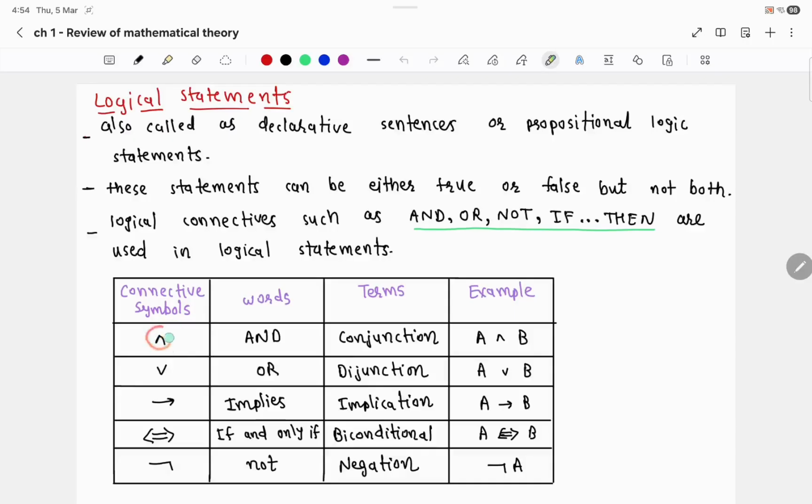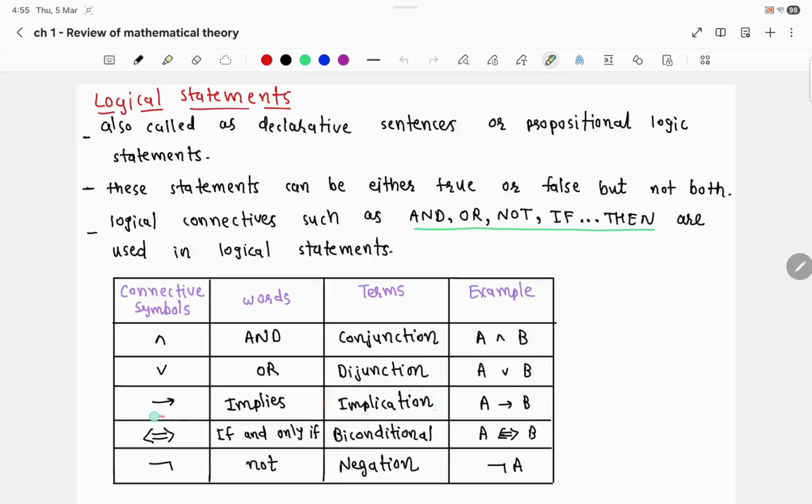This is called and, and it is used in conjunction. What is the example of the and? A and B. Next is or. This is how or is represented. It is also called disjunction. This is how it is represented. Next is implies. Implies is also called implication. This is how implication is represented.